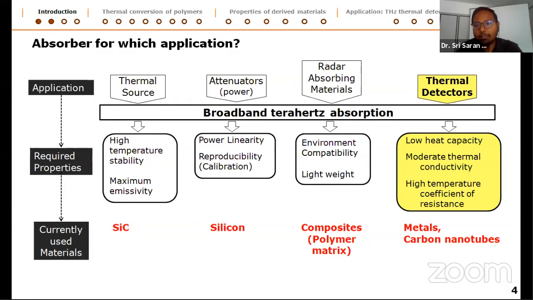In the case of thermal detectors, a low heat capacity and thermal conductivity and a high temperature coefficient of resistance are required, whereas these properties are not really necessary for an attenuator or radar absorbing material. So that is the main motivation for us to find an absorbing material with other properties. It's more of a multifunctional property.